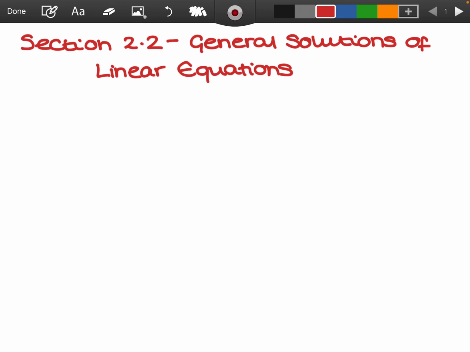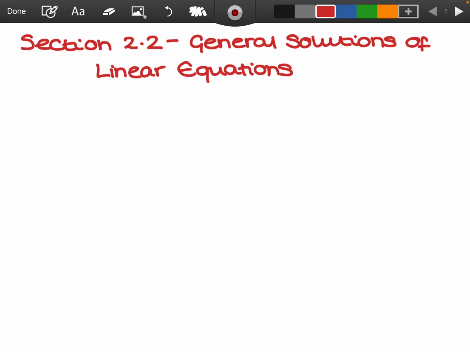In this section, we're going to look at general solutions of linear equations. What does that mean? Well, basically, we're going to be extending what we did in section 2.1. You'll remember in section 2.1 that we specifically looked at systems that had a single unique solution. Everything that we had ended up having a constant value for x, y, and z.